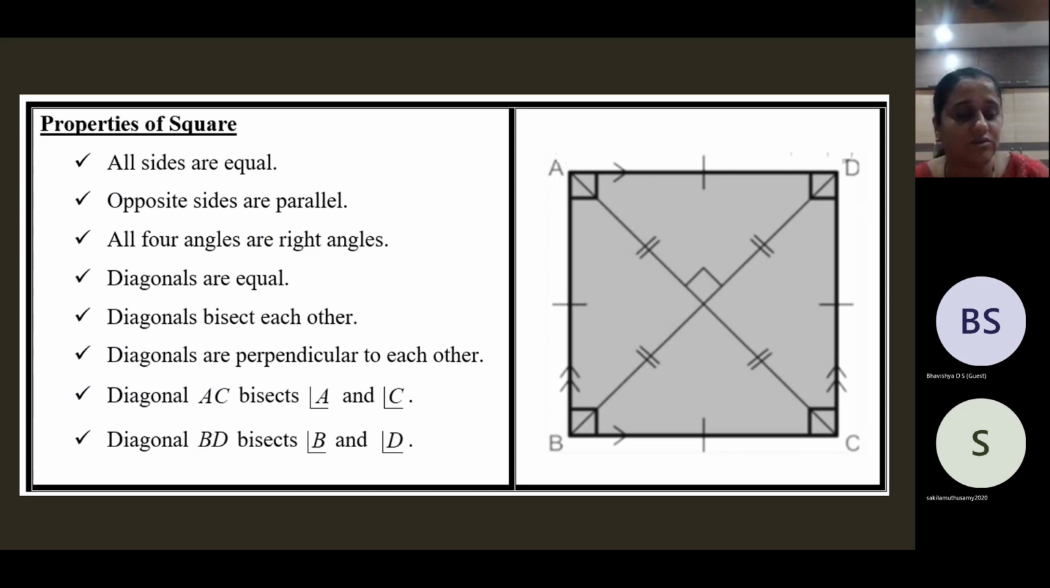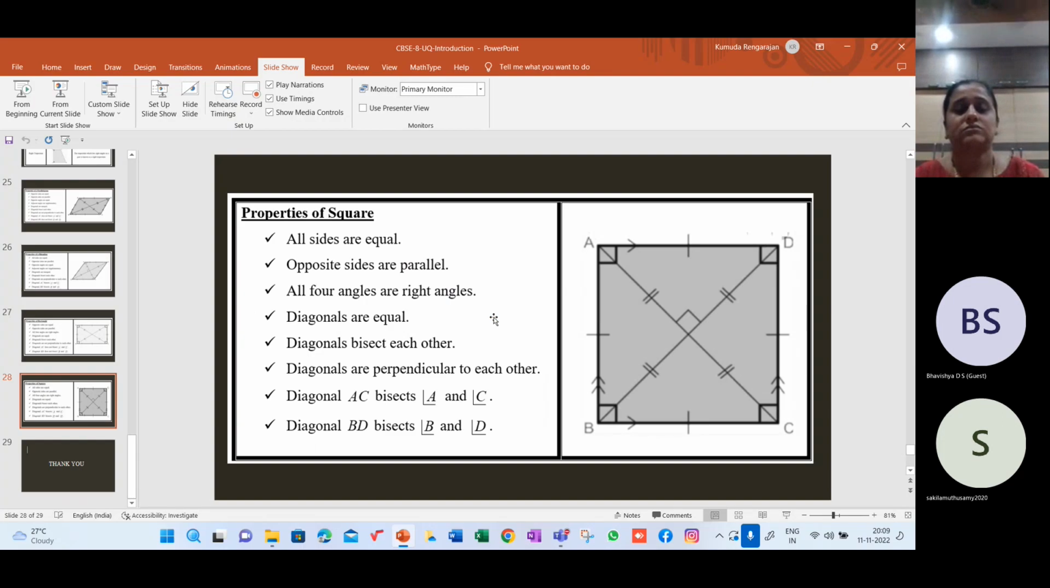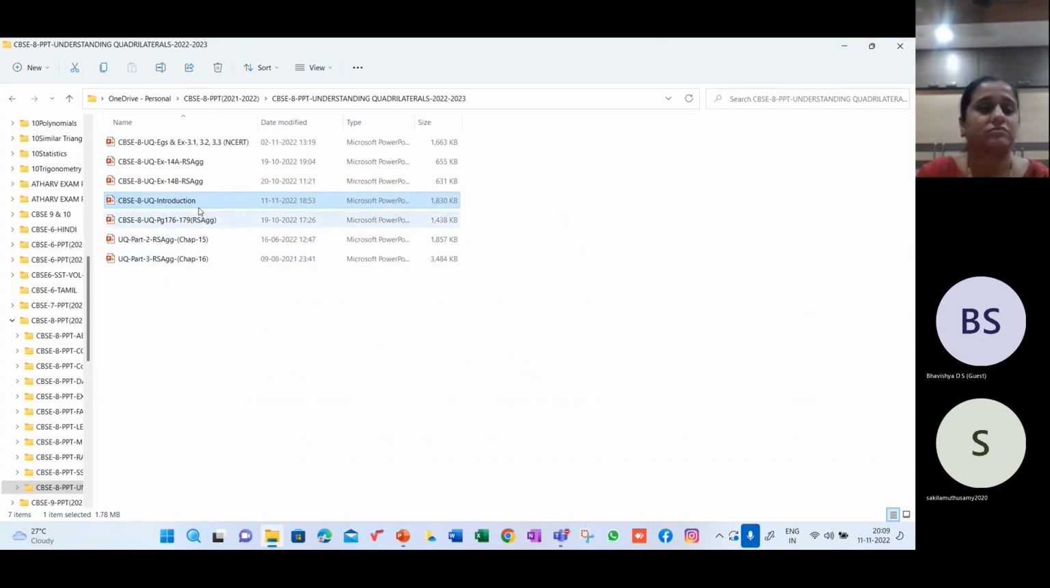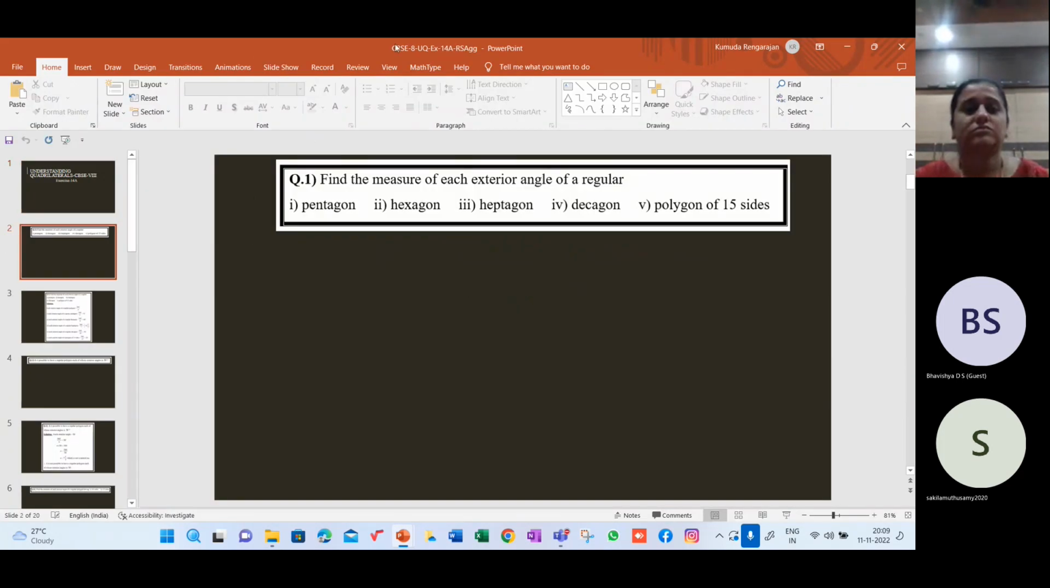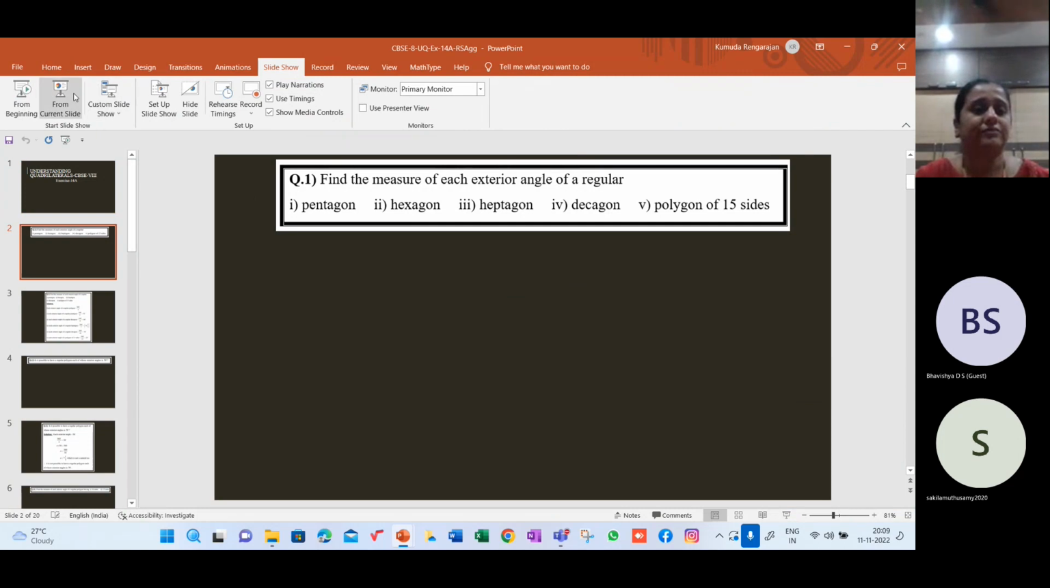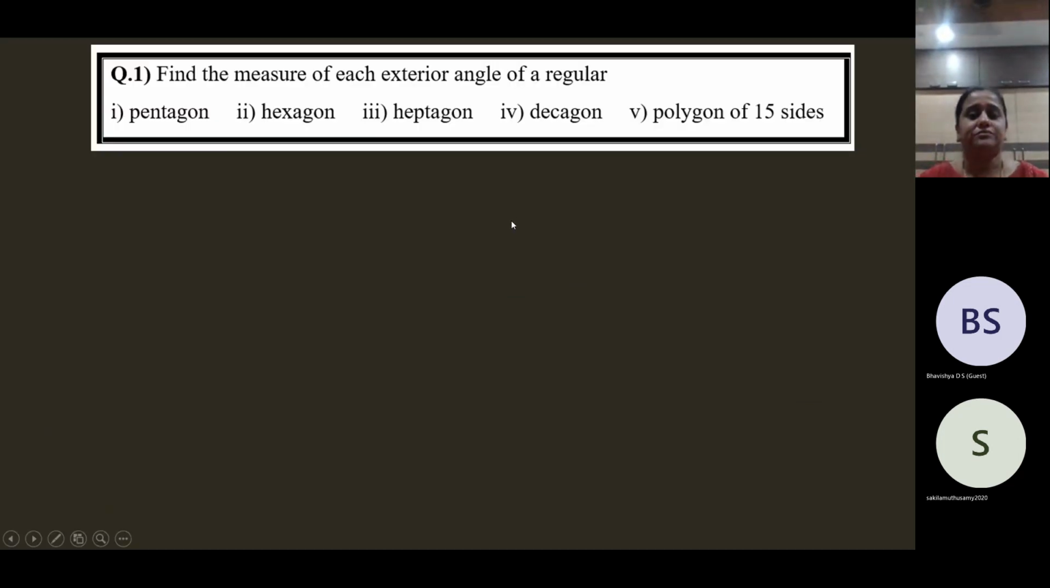So that's about the introduction to this chapter. Let's start working. Problems. Do the third and the fifth one. Swati will say the answer for the third one and Bhavishya for the fifth one.